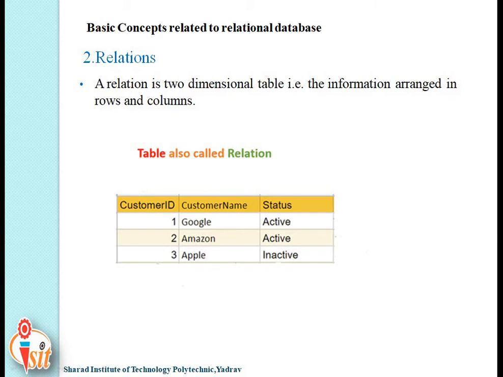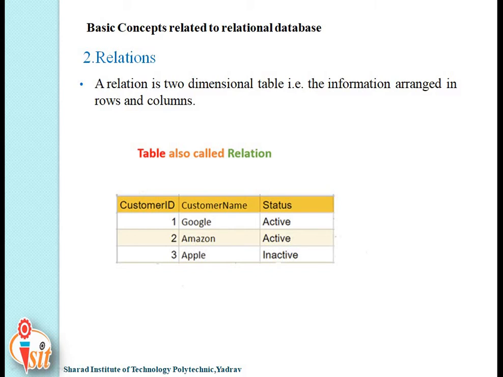What is a relation? A relation is defined as a table with columns and rows. A relation is a two-dimensional table. That is, the information arranged in rows and columns is nothing but a relation. A relation is a set of tuples.